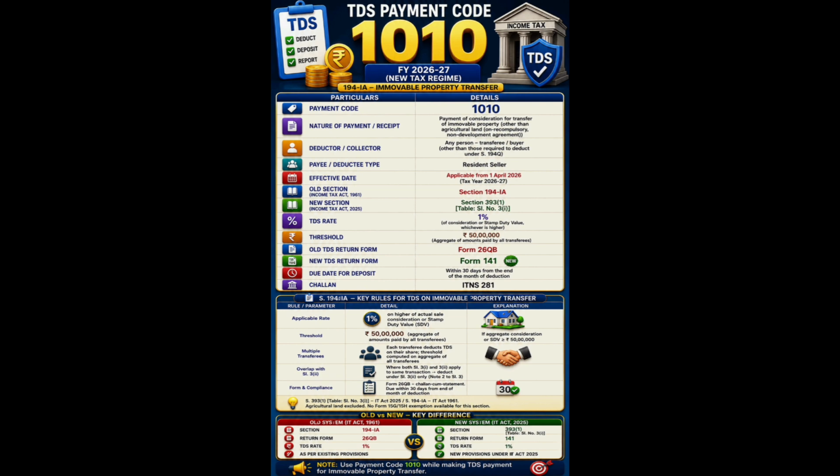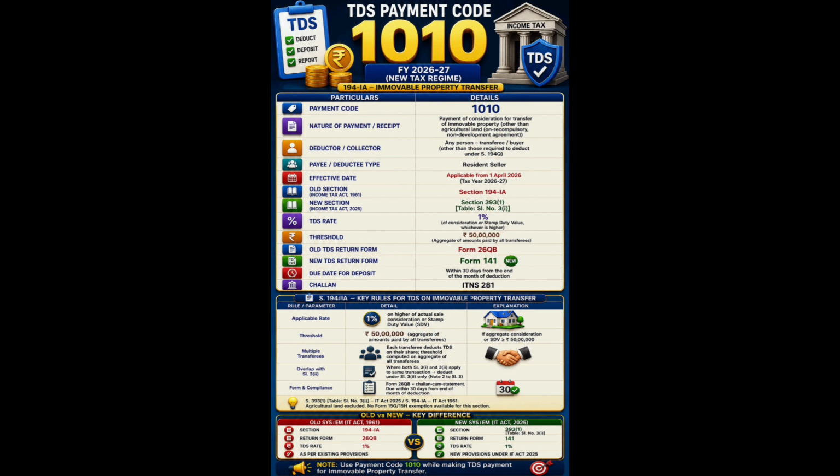So first, key rules applicable: TDS rate 1% of the higher of actual consideration or stamp duty value, whichever is higher. Second, threshold limit 50 lakhs, the aggregate of the amount paid by all transferees is equal to or more than the stamp duty value. Third, multiple transferees: each transferee deducts TDS on their share, with the threshold computed on the aggregate of all the transferees.